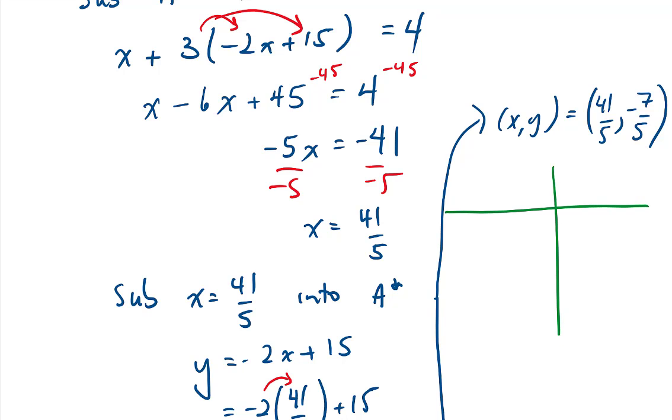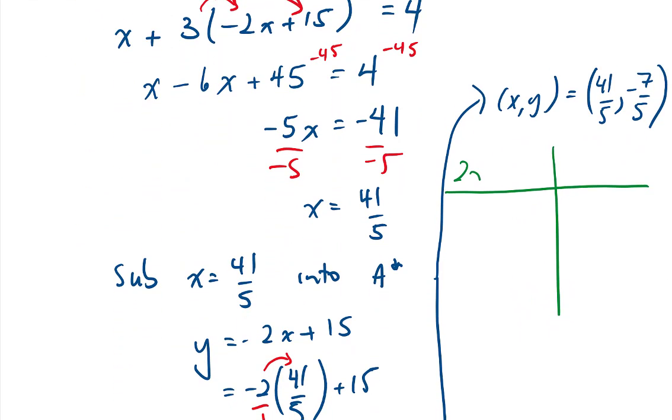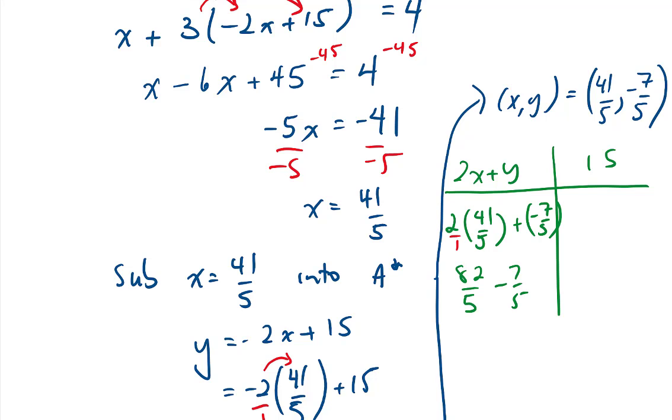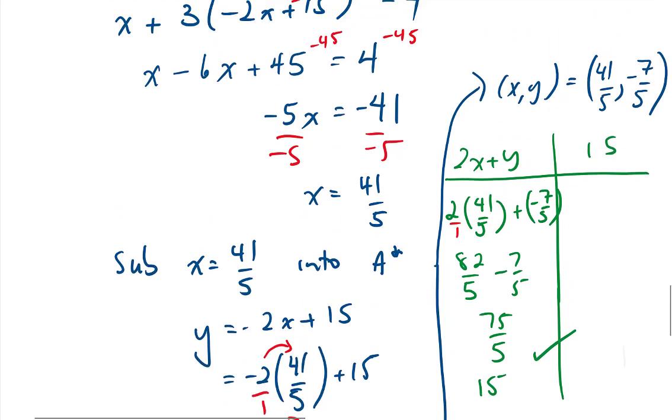I've sort of run out of space here, but let's try our best. We know the first equation was 2x plus y equals 15. So here we go with a lot of our fraction work here. So that's 2 times 41 over 5 plus negative 7 over 5. So remember that this is 2 over 1. So this is going to give us 82 over 5. Plus and minus means minus 7 over 5, which gives us 75 divided by 5, which equals 15. So this has worked. Now let's try the other equation.